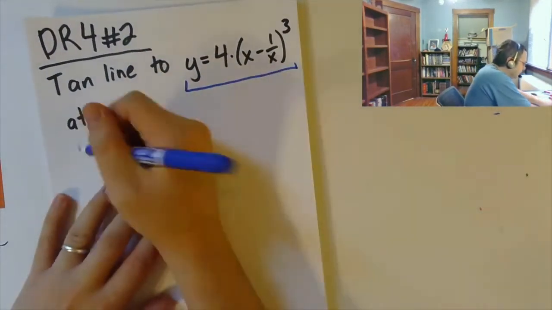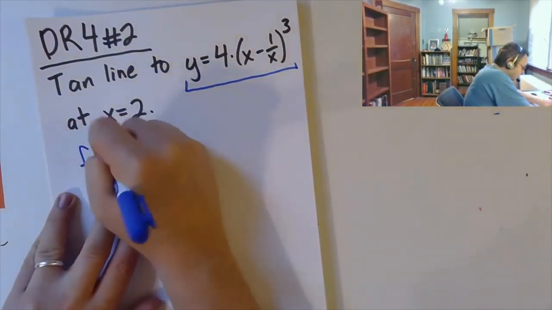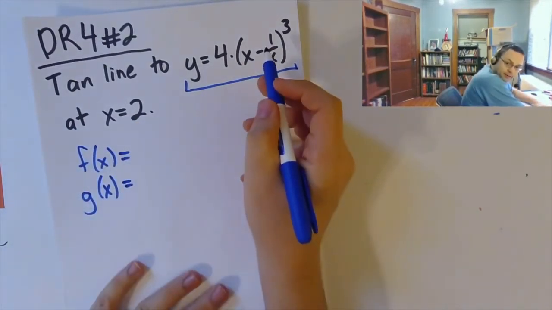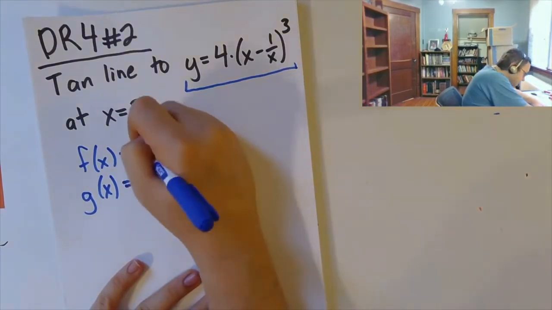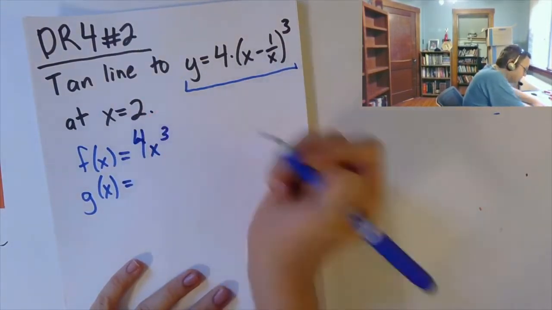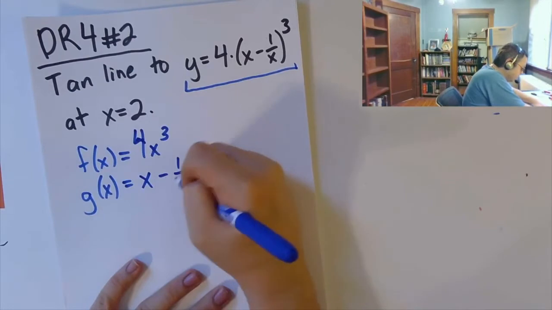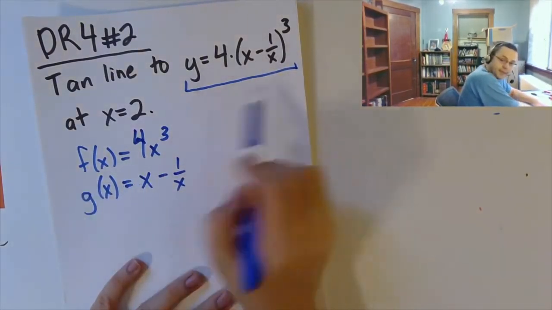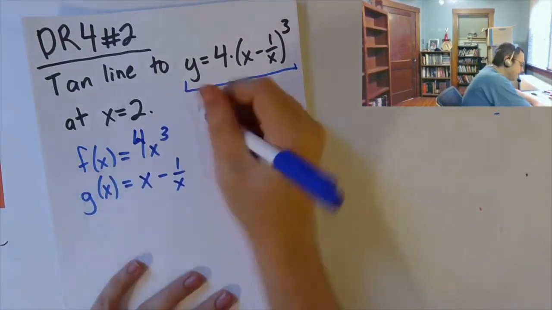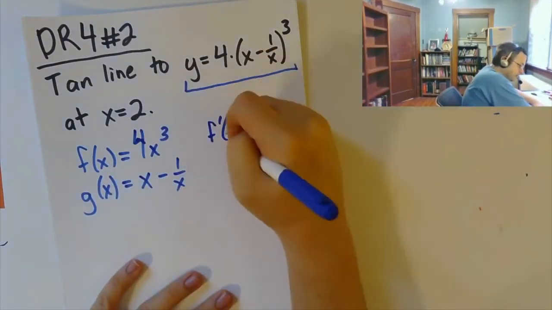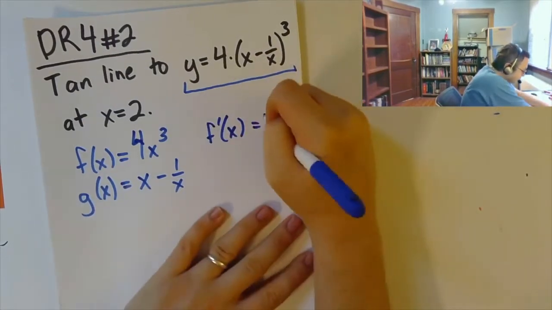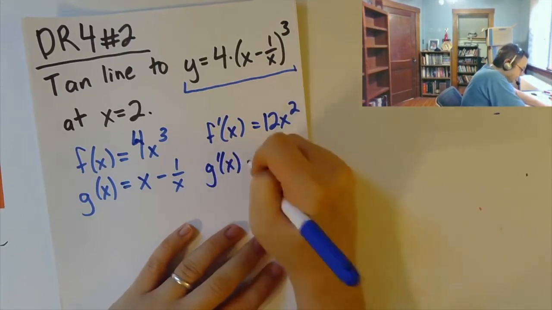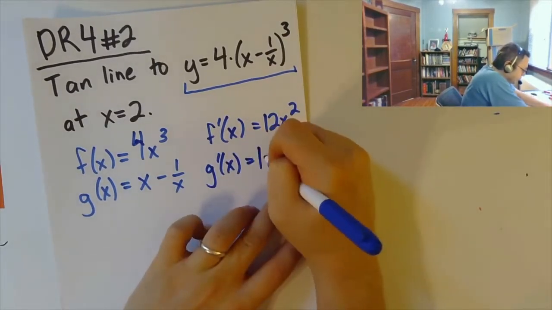So we want to write down here what is our outside function, what is our inside function, and work from there. So our outside function here is going to be 4x cubed, and our inside function is x minus 1 over x. Again, I want it to be the case that if I plug g into f, I get the thing I'm looking for. In this instance, my little f prime of x is 12x squared. And my little g prime of x is going to be 1.